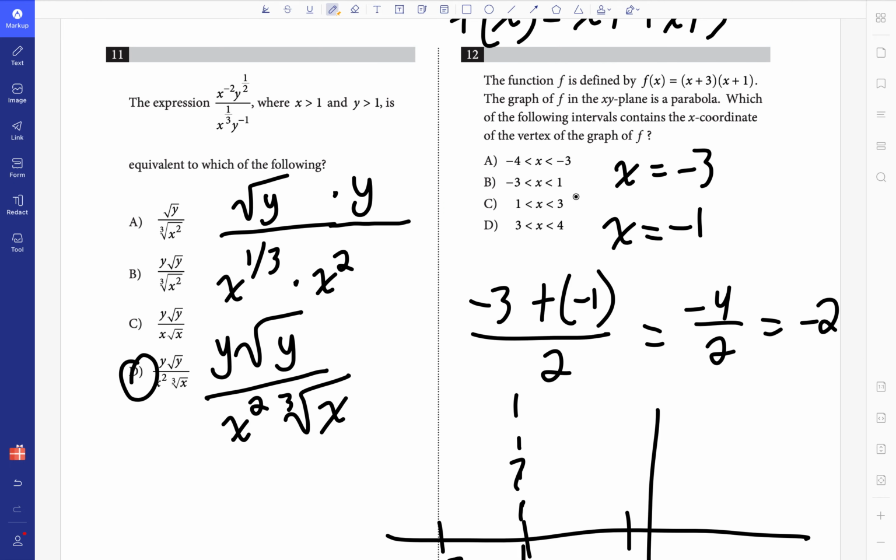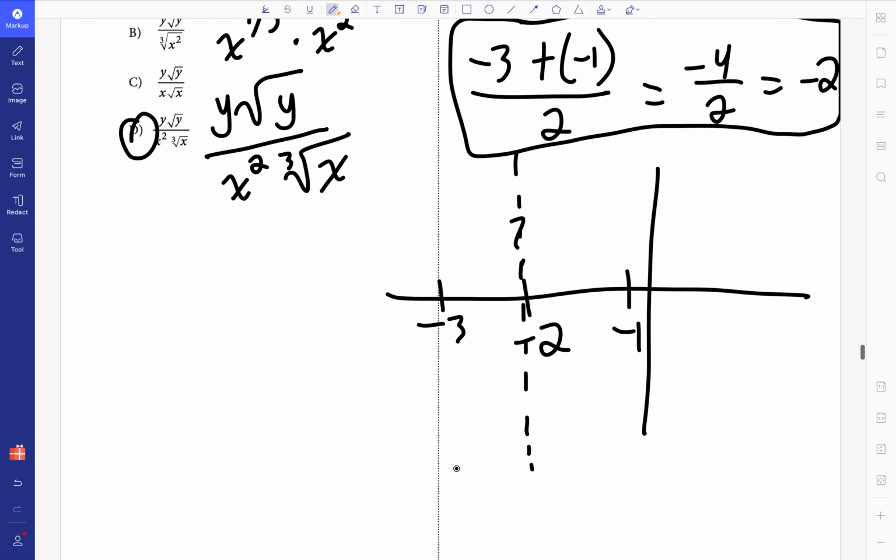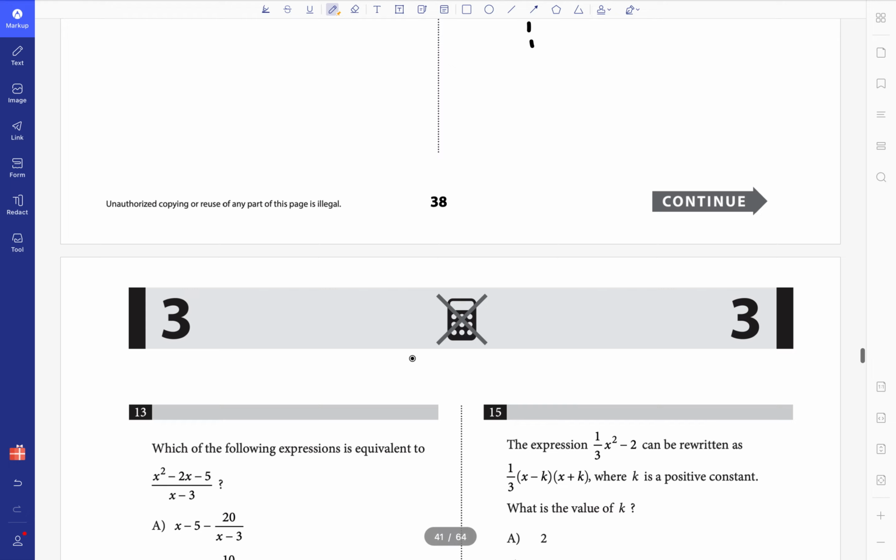But I explained this way too much. All we really needed was to find where the vertex x value would be, which is at -2, because it's the midpoint in between these two roots. And that would just be -3 is less than or equal to x is less than or equal to -1, because -2 is in between that. So that is it. And now let's just go on to the next problem.